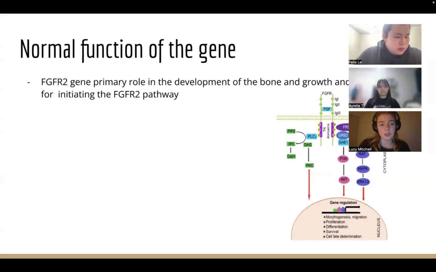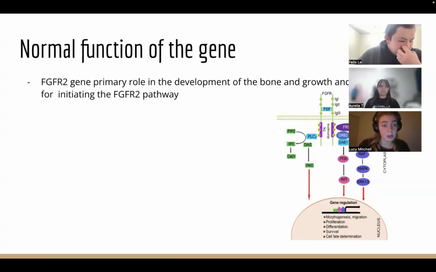The FGFR2 gene normally codes for the FGFR2 protein, which is necessary for osteoblast proliferation and differentiation, which are vital steps of bone formation. The mutation leads to overactive signaling from FGFR2, causing the downstream pathways RAS/MAPK, PI3K/AKT, and PLC to be excessively activated. These pathways are responsible for proliferation, differentiation, and cell survival, which therefore leads to abnormal bone development.